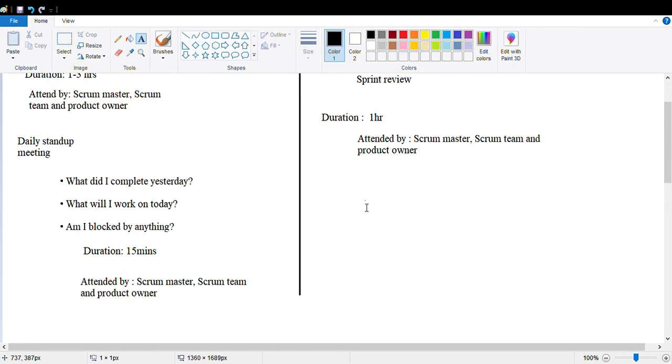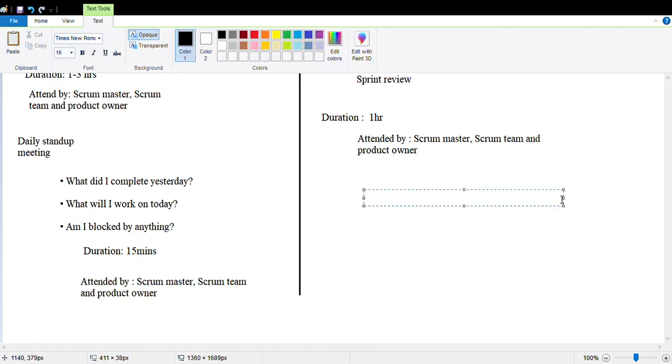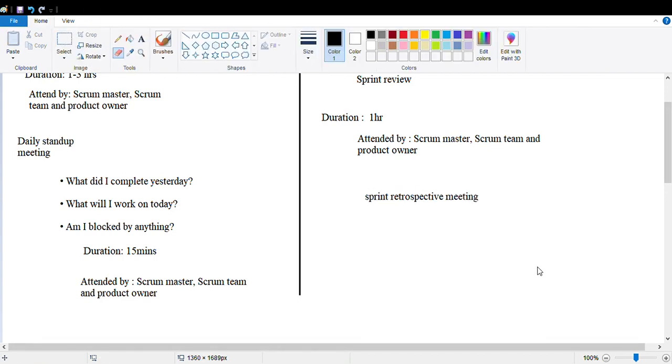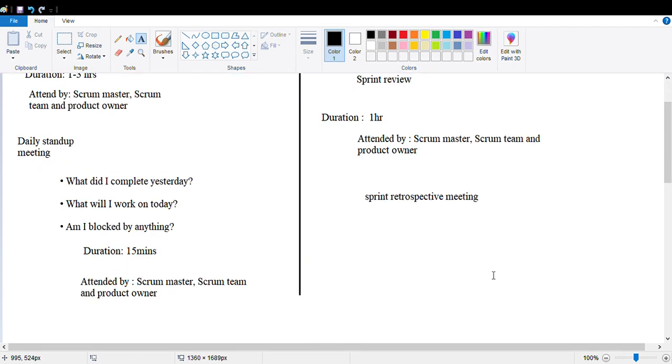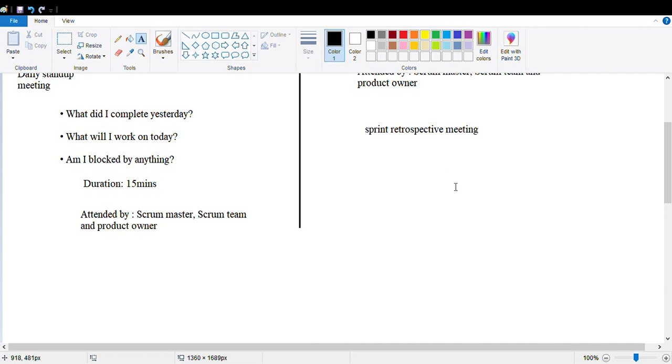The next meeting is the sprint retrospective meeting. The sprint retrospective meeting helps the team to understand what went well and what didn't. It may seem that the sprint review meeting and sprint retrospective meeting are similar, but there is a main difference. The difference is that in the sprint review meeting, they will give feedback on the product, and in the sprint retrospective meeting, they will give feedback on the team.